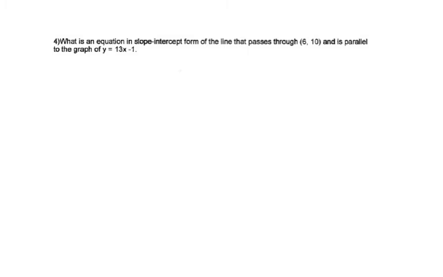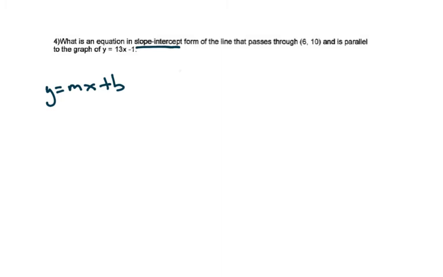Number 4. What is the equation in slope-intercept form of the line that passes through (6, 10) and is parallel to the graph y equals 13x minus 1? So this is essentially the same problem that we had discussed from before. So you should be able to do this all on your own, but let's go over it together in case you're still having issues. So notice what I did here.